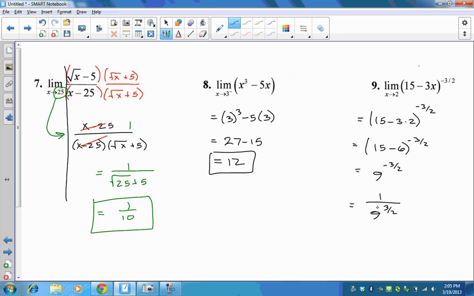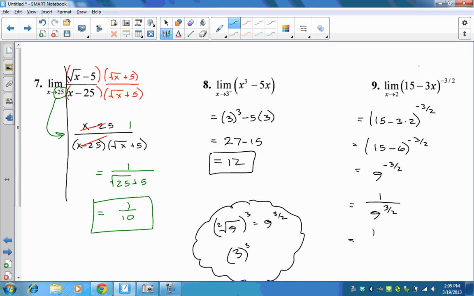And when you have a fraction exponent, I'm going to go into thinking land for a second. A fraction exponent like that, the bottom number is the root. So this is like saying it's the square root of 9 to the 3rd power. That is the same thing as 9 to the 3 halves. So 9 to the 3 halves is the square root of 9, which is 3, cubed. 1 over the square root of 9 is 3, but I still need to cube it. And 3 cubed is 27. So this is going to be 1 over 27.